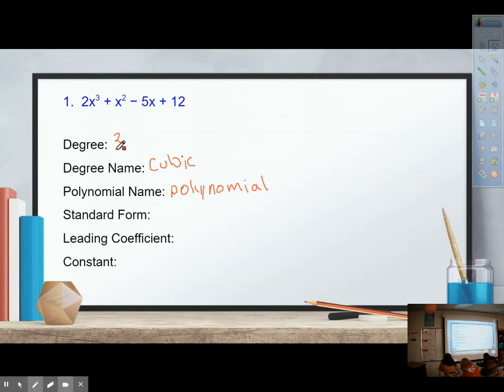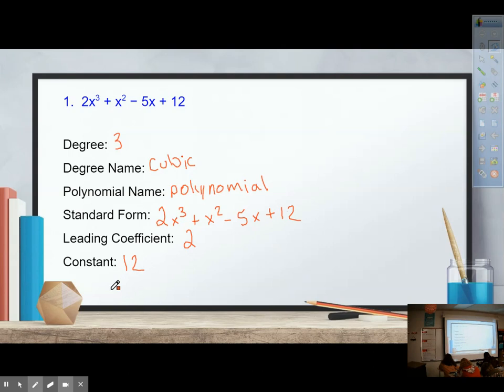Written in standard form means to make sure the exponents go down from biggest to smallest. So that goes from 3, 2, 1, 0. It's already in standard form, so I'm just going to rewrite it exactly like it is: 2x to the third plus x squared minus 5x plus 12. The leading coefficient is the number directly in front, which is a 2. And my constant is the number by itself, so positive 12 or just 12. You can write the positive sign if you want to, but we always leave the positive sign off.